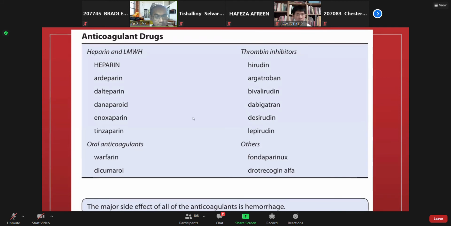This is the summary of the anticoagulant drugs. The major side effect of all anticoagulants is hemorrhage. So in order to prevent or reduce the risk of hemorrhage, we need to do INR monitoring or PTT monitoring in patients receiving anticoagulant drugs.